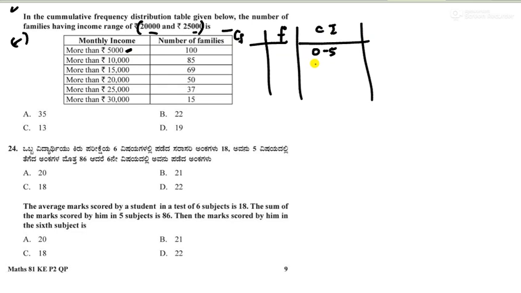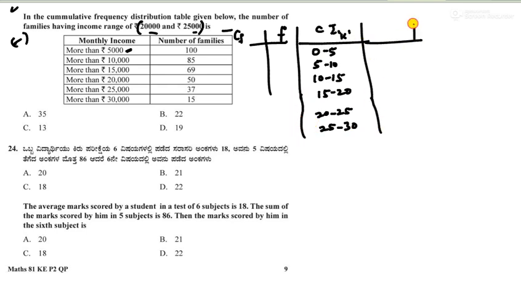Next will become, the gap is 5 everywhere, so 5 to 10,000. I'm not writing triple zeros, it will take time. So 10 to 15,000, next 15 to 20,000, next 20 to 25,000, and 25 to 30,000. So this is how it has been given when we write it in the CI form.